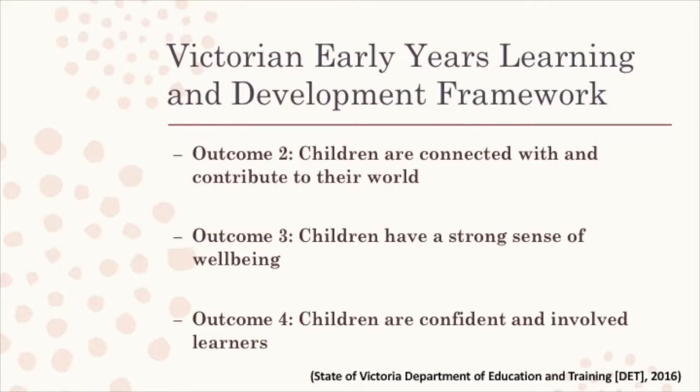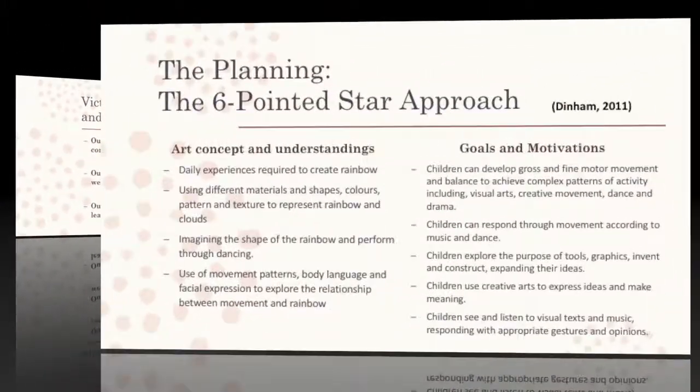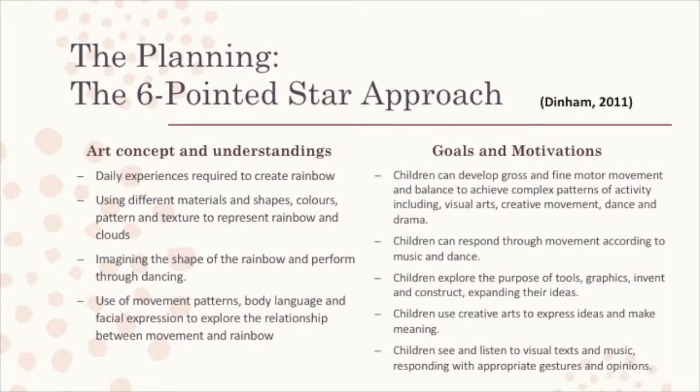Referring to the Victorian Early Years Learning and Development Framework, there are three learning outcomes, which are outcome 2, children are connected with and contribute to their world, outcome 3, children have a strong sense of well-being, as well as outcome 4, children are confident and involved learners. The application of these learning outcomes is demonstrated in the following slides. The approach that I'm using for the planning is the 6-pointed star approach.